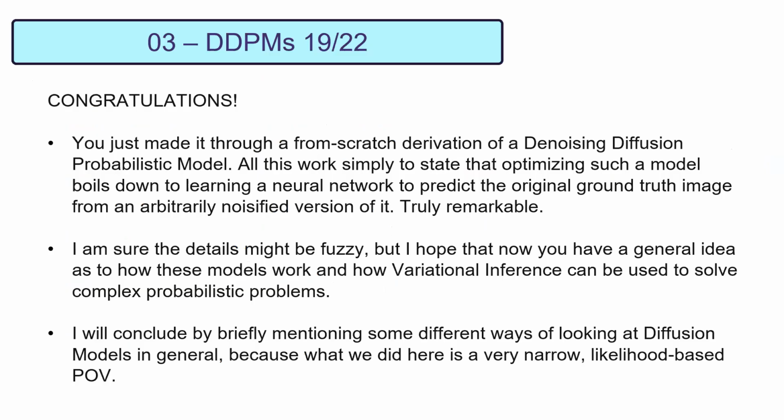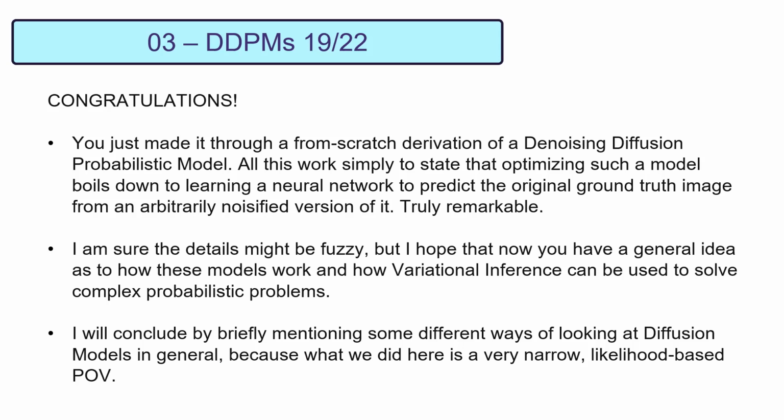And the best thing is, first of all, congratulations, because you just made it through a from scratch derivation. I'm aware there are a lot of symbols and numbers and whatnot. All of this work is just to state that you just need to learn a neural network to predict the original ground truth image from any arbitrary noisified version, which is truly remarkable. Now you should have a general idea as to what these lower bounds are and how variational inference works in theoretical detail. In a second, you'll see how it works a bit more in practice.